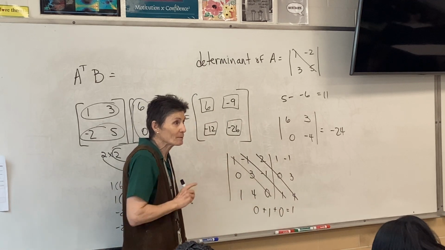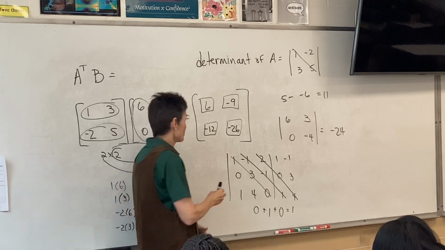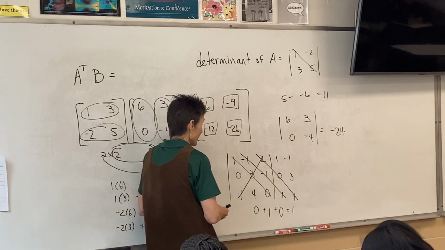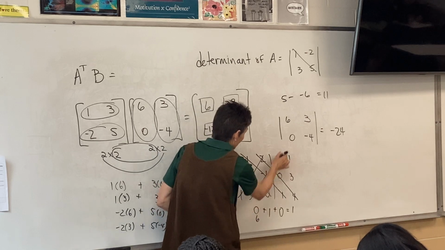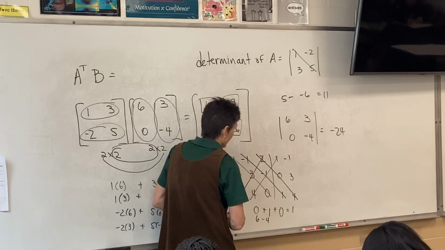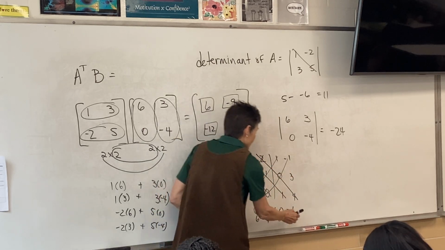Now, do you have a guess what I'm going to do next? The other way. Exactly. So I'm going to start down here, and I'm going to multiply those, and I'm going to get 6. And then I'm going to multiply those, and I get negative 4 and 0. So that total is 2.